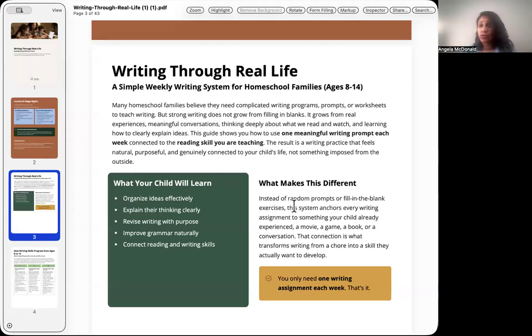So we always connect it to real life. When it's connected to something they love instead of a random prompt, then they are more likely to be excited about it and more involved. Let me tell you, that's half of the battle. If you can get them excited about writing, then you can teach them what you need to teach them.